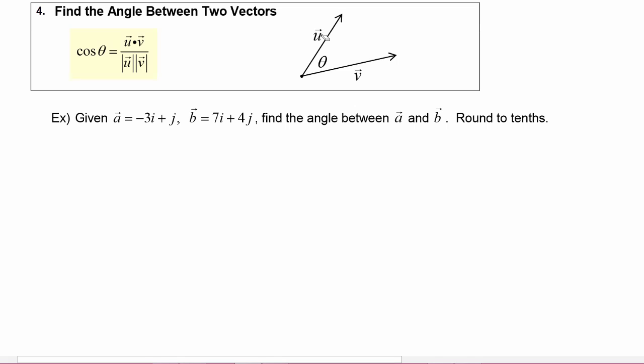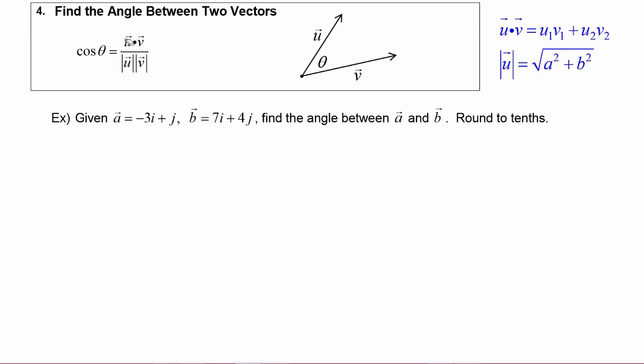It turns out that the cosine of theta is equal to this quotient, where in the numerator we have vector u dotted with vector v, and in the denominator we have the magnitude of vector u multiplied by the magnitude of vector v. So let's see how this works.